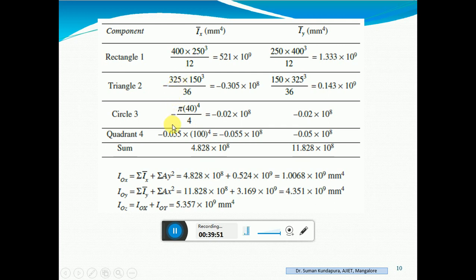These three are negative. Why? Because we are subtracting them. So the summation of that, you will get so much. Next one is Iy bar.